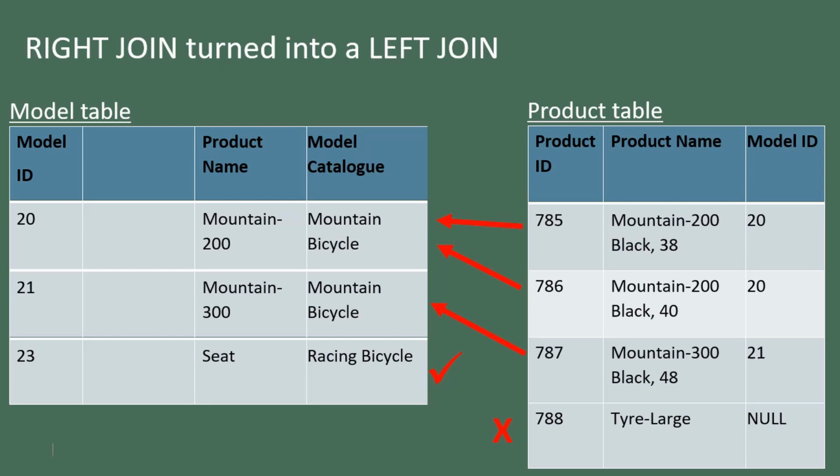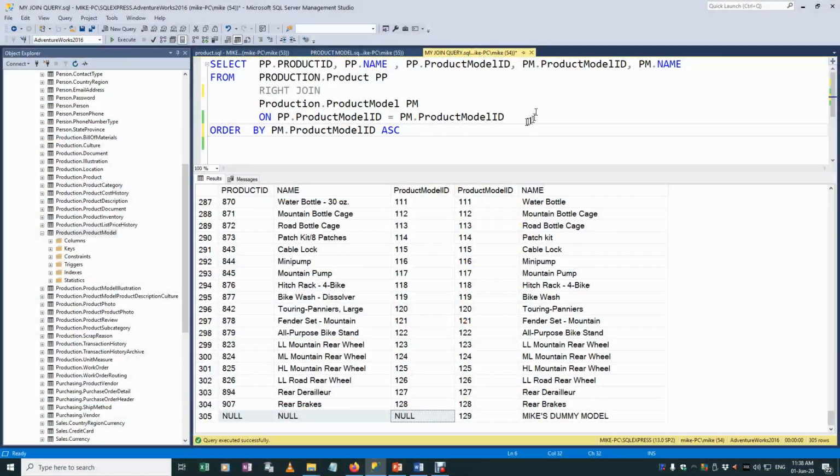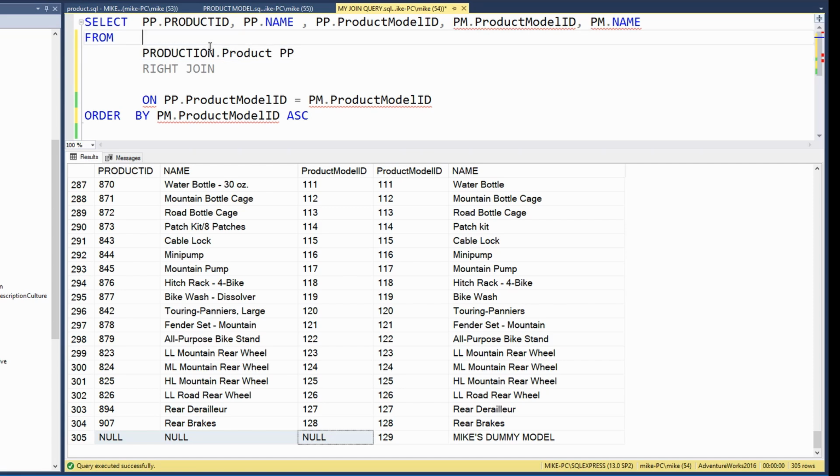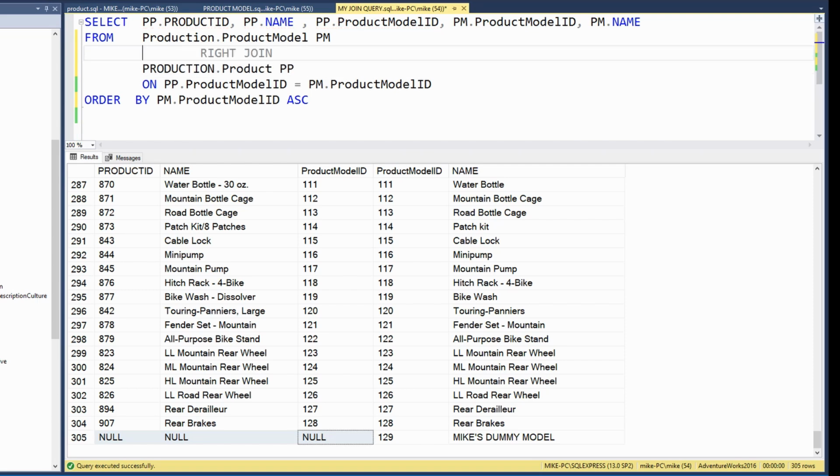So let's try and turn our fancy right join into a left to prove my point. We'll go back to Management Studio and turn the right join into a left and see what happens to the result set. Okay, so here's our convoluted right join. So tell you what I'm going to do. I'm going to take product model and put it up here. I'm going to take the product and put it down here. And I'm going to turn that into a left.